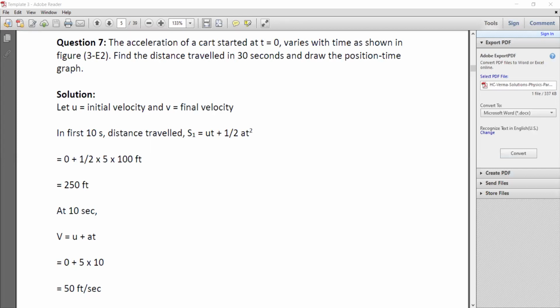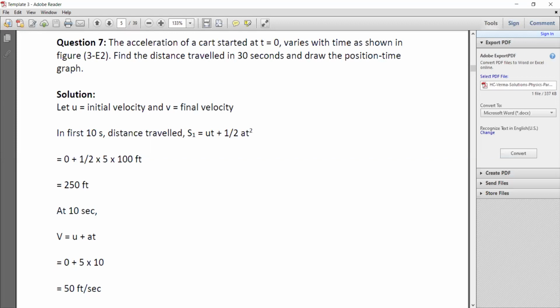Question 7. The acceleration of a cart started at t equals 0 varies with time as shown in figure 3e2. Find the distance traveled in 30 seconds and draw the position time graph. Solution. Let u equals initial velocity and v equals final velocity. In the first 10 s, the distance traveled, s1 equals ut plus 0.5 at squared equals 0 plus 0.5 times 5 times 10 squared feet equals 250 feet at 10 seconds.